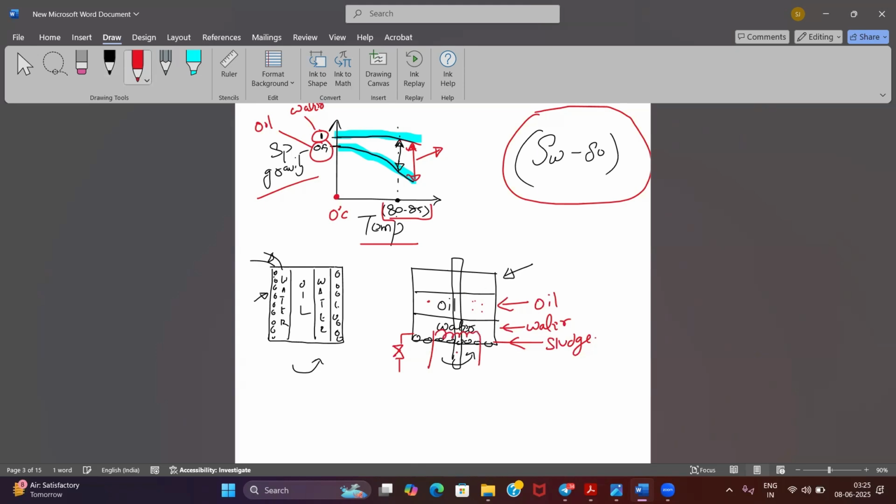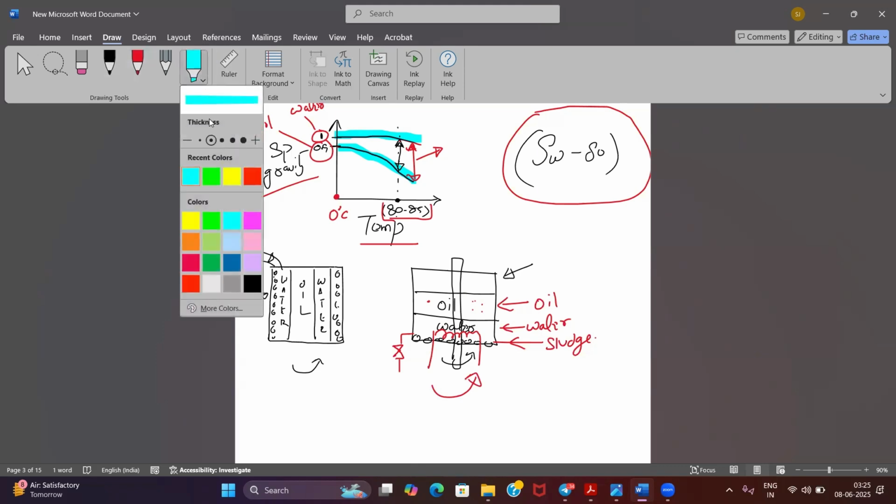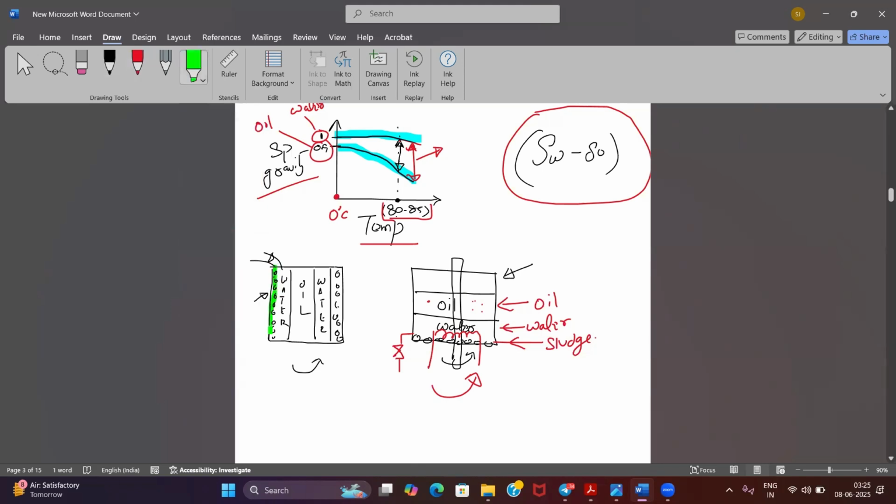But suppose I supply a centrifugal force to this container, and I rotate it at a high RPM. Then the sludge will start to accumulate at the periphery, at the very end. This green shaded region will be your sludge on both sides. This concept will be helpful when we study the purifier part. So sludge will be accumulating over the edges.